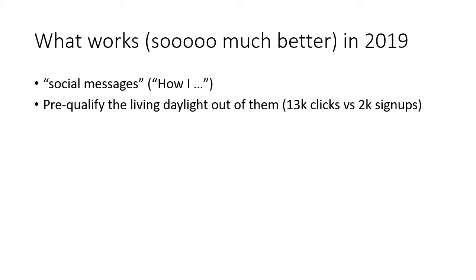I told you I can't give you precise numbers, but here would be an example where you get 13,000 clicks and only 2,000 signups. That is not a good ratio. It is under 20%, or whatever it is, 16 or something like percent. That is a signal. That's really, really bad.